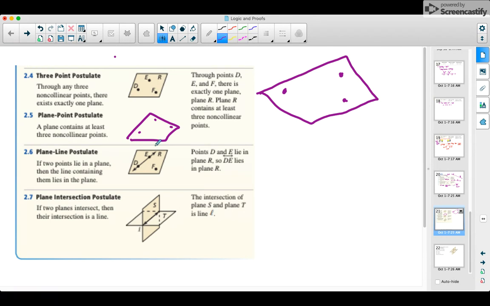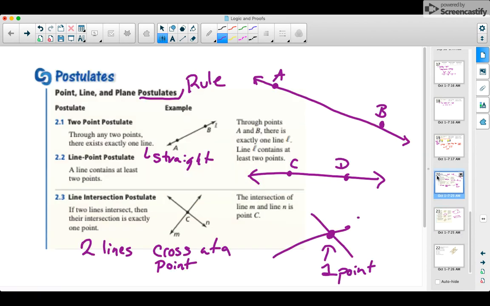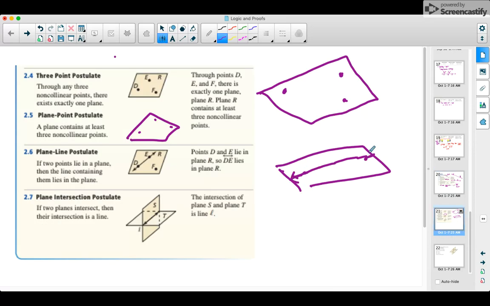All right. The plane line postulate. If 2 points lie on a plane, then the line containing them lies on the plane. So if I have a plane that exists out there and there are 2 points on it, then the line that goes through them, so that's using this rule here that if I have 2 points, then a line must go through them, this line has to be on the plane. So if 2 points are on the plane, then their line is too.